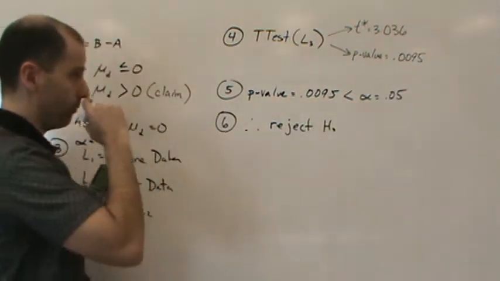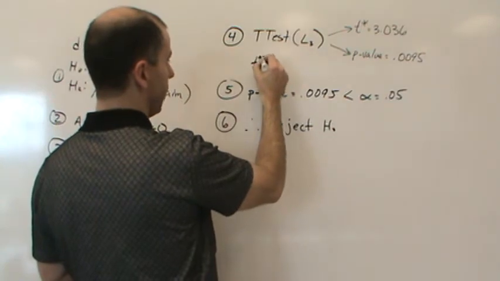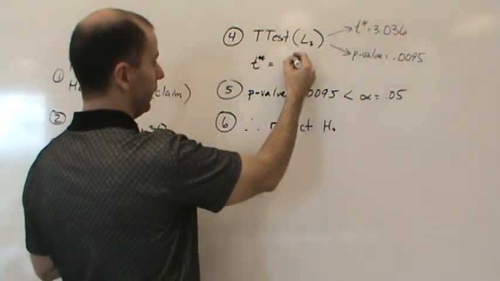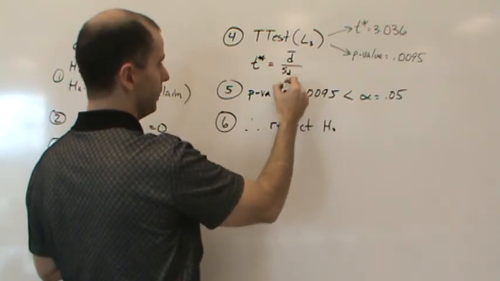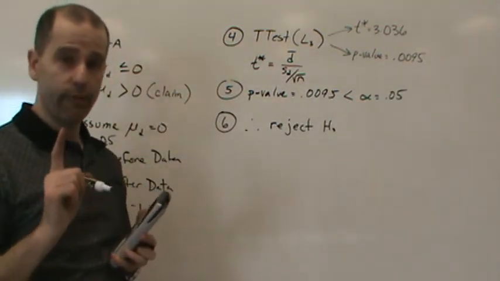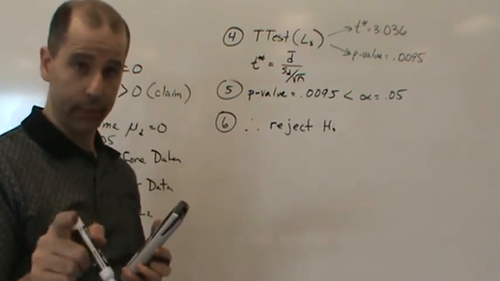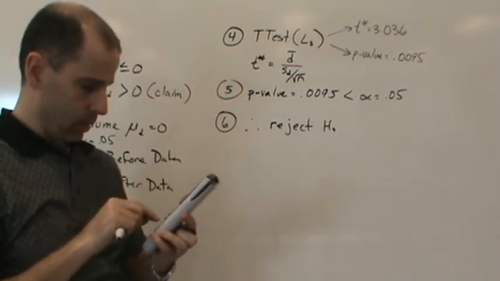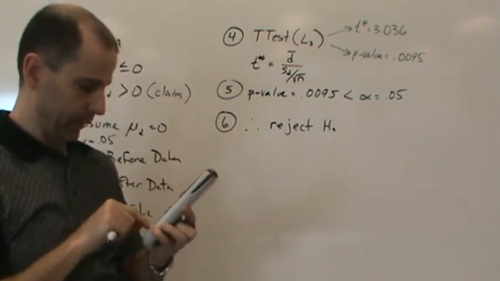Now, just so you know that the formula works, if I calculate my T star here, the formula that I would use in this case is my D bar over my S of D bar divided by the square root of N. Now here's the thing. I'm going to use 1 var stats on my sample of differences, L3. So watch this. I'm going to go to Stat Calc 1 var stats, and I'm going to put in L3.